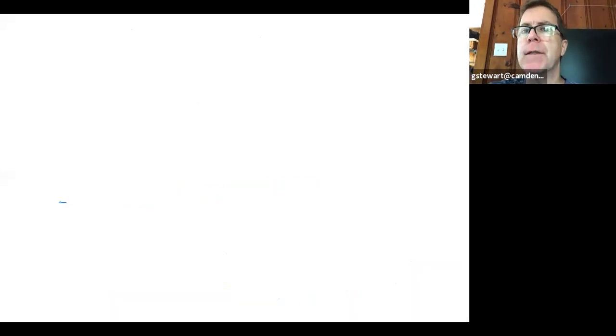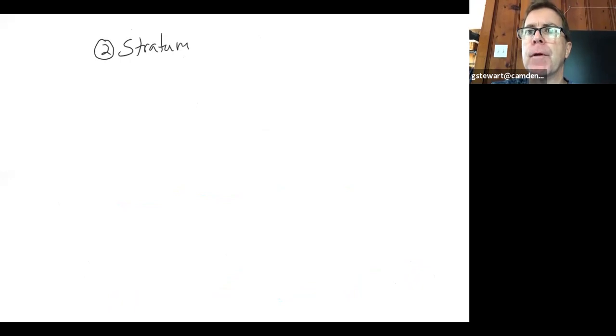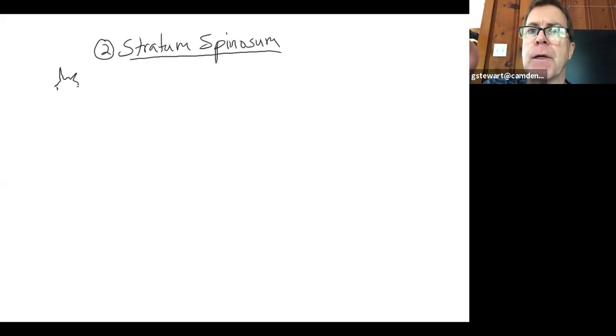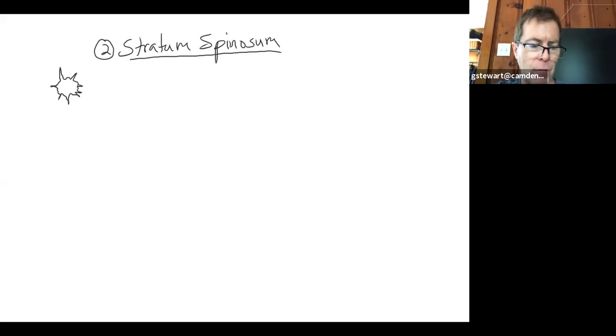So let's layer over this. Layer number 2 in the epidermis is called the stratum spinosum, S-P-I-N-O-S-U-M. That's just because the cells are spike-shaped or spine-shaped. That's where it gets its name. So the cells kind of look like those dendritic cells that I drew earlier. They have little spikes or spines on them. In this layer, it's a much thicker layer.